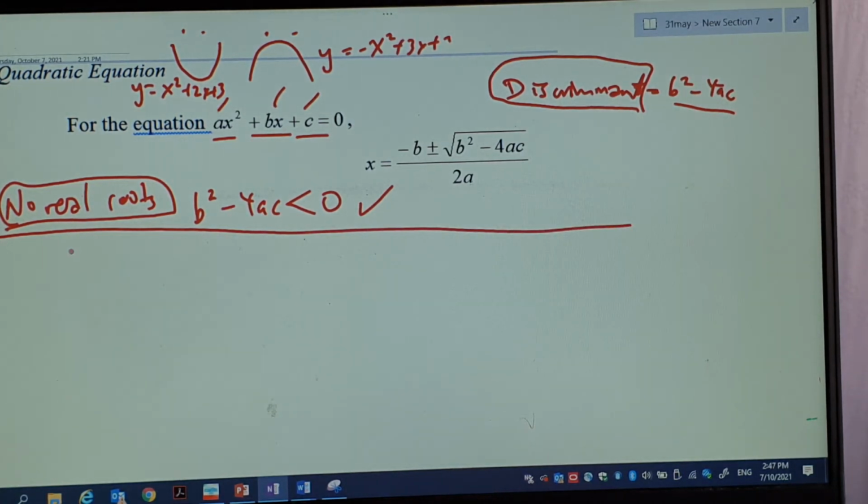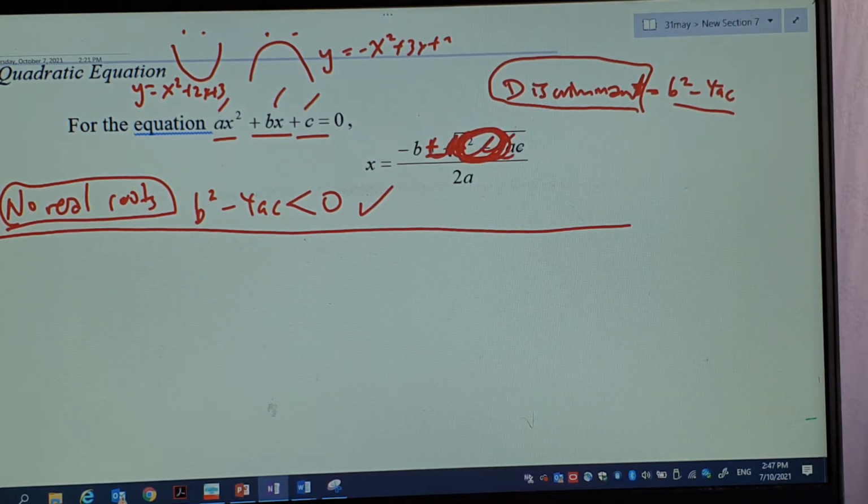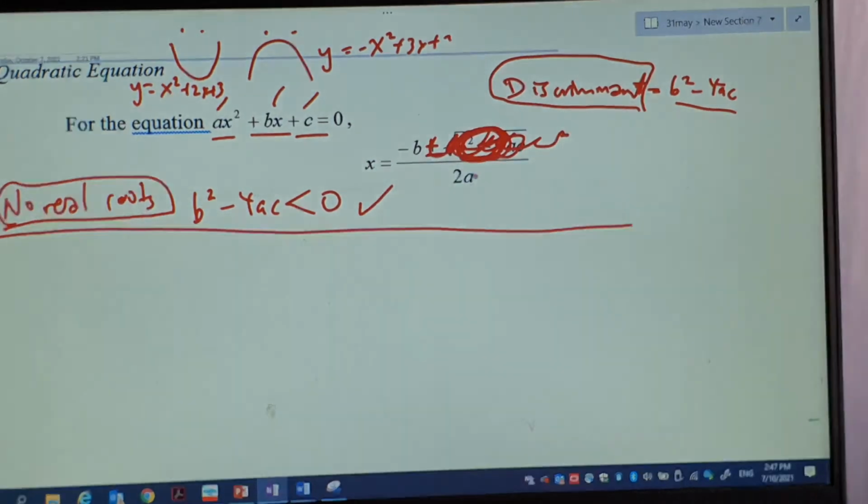Now, the second one is when this b squared minus 4ac is exactly equal to 0. Now, when it's exactly equal to 0, whether you plus or minus 0, actually it's not doing anything, right? That means you only have one answer. Your x will only be minus b over 2a.